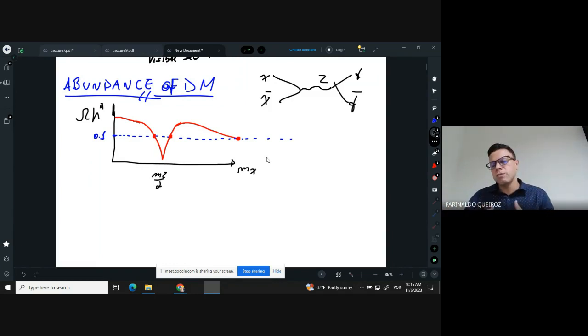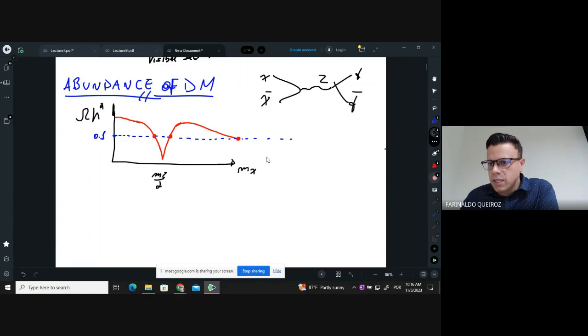I can annihilate only to electrons. And as I increase the mass, now muons, and increase the mass, now taus, increase the mass, b quarks and c quarks and so on. So as I increase the mass, the abundance decreases, because more of the dark matter pairs are annihilated into something. So they stop existing to produce something else. So that's why you expect to see this behavior.